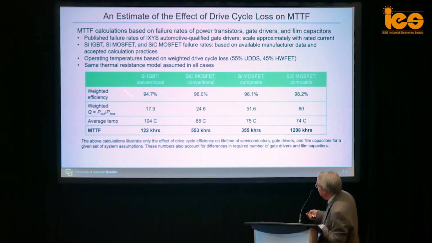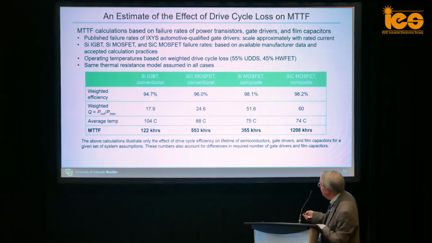Here are 4 different approaches. The silicon IGBT, again with just under 95% efficiency. The silicon MOSFET composite converter, which was just over 98%. This one is what happens if you just brute force put silicon carbide MOSFETs in place of the IGBTs in otherwise the same circuit. It's got some benefit. You increase the efficiency to 96, so a little bit. You increase this weighted Q a little bit. That makes the average temperature go down. We're assuming the same cooling system with the same thermal resistance here.